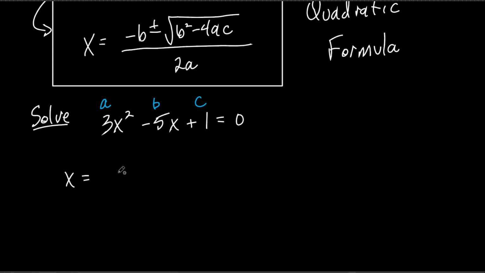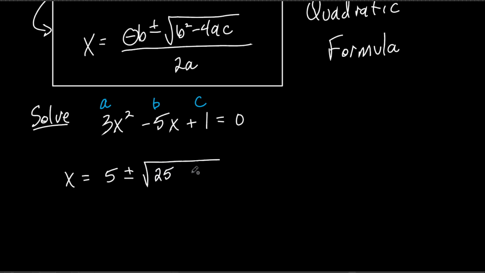X equals negative B. So it's the opposite of what B is. Well, what is B? B is negative 5. But what's the opposite of negative 5? It's positive 5. So I put a positive 5 there. You could put minus negative 5 if you wanted to, but that's kind of a mess, isn't it? Plus or minus square root B squared. Let's go back to the B again. Negative 5. What if I square that? What do I get?